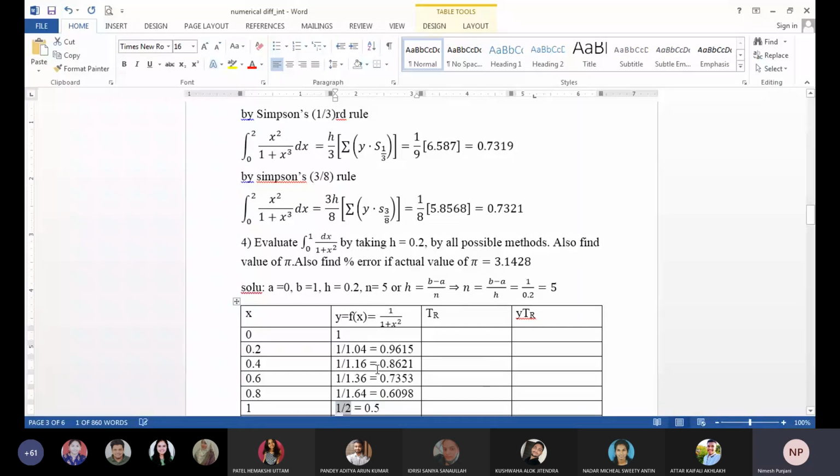Here only the trapezoidal rule is applicable because my n is 5. And see, this is where the relation between n and n plus 1 matters. My number of points is 6, which means my n is 5. n is 5, so it is odd. So only one rule will apply here, that is trapezoidal. Neither Simpson's 1/3 nor Simpson's 3/8 will be applicable here. Only trapezoidal will be applicable, right? So now you can complete the table.